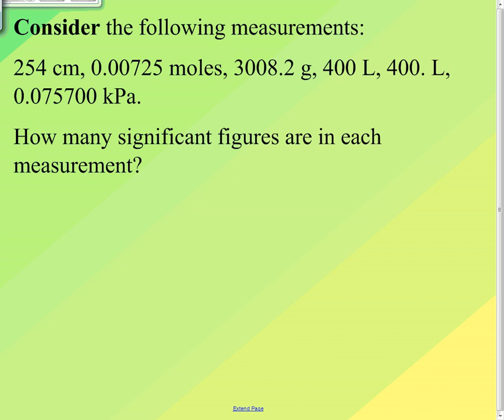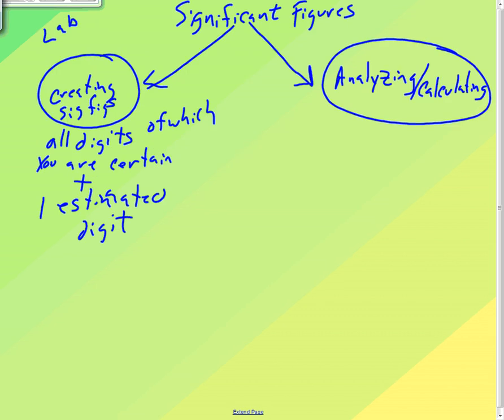Okay, consider the following measurements. 254 centimeters, 0.00725 moles, 3,008.2 grams, 400 liters, and 400. liters, and then 0.075700 kilopascals. How many significant figures are in each measurement? Okay, well, let us go back to our drawing, and let's add some more notes here.